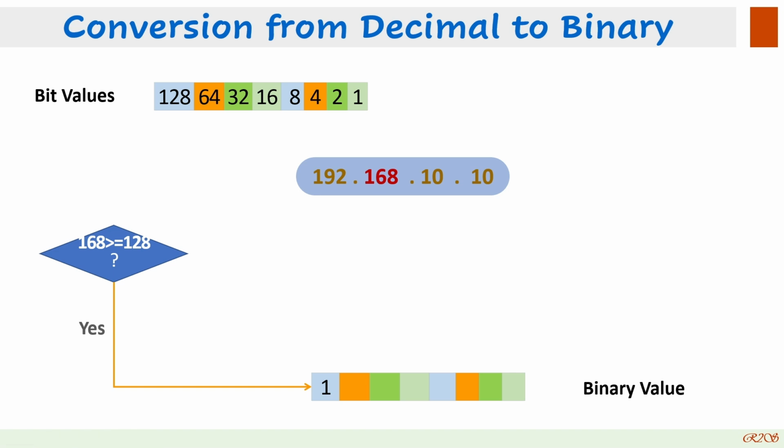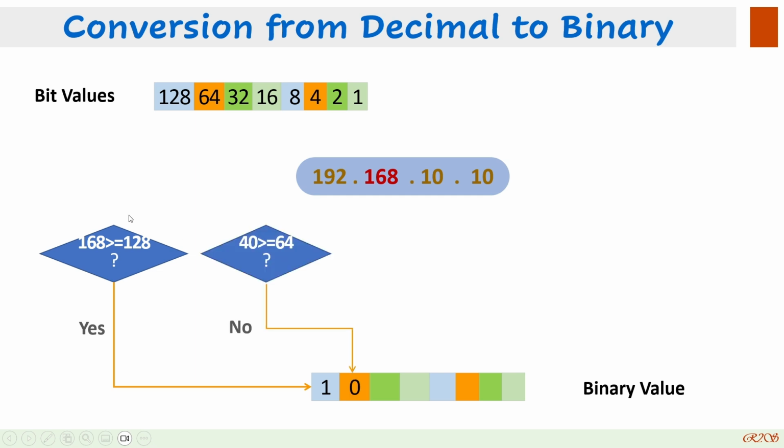We will compare 168 to the 7th bit, or the most significant bit. We see 168 is bigger than or equal to 128. If it is bigger than or equal, we replace the 7th bit of the binary value with 1. So now the 7th bit is 1. The reason I say 7 is that I am counting from 0: 0 1 2 3 4 5 6 7, so altogether 8 bits. Now we need to find the difference between 168 and 128.